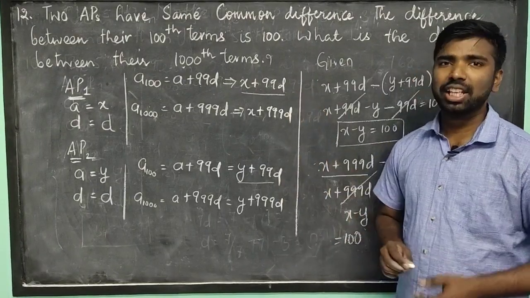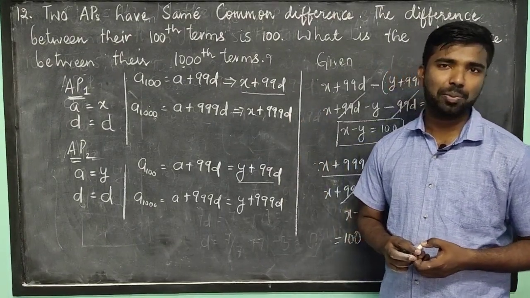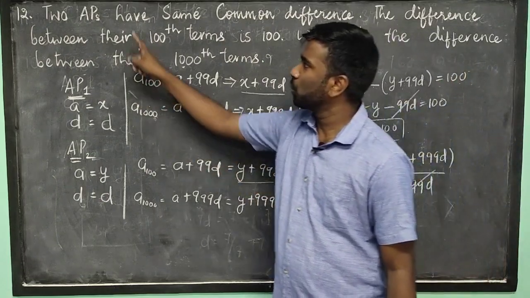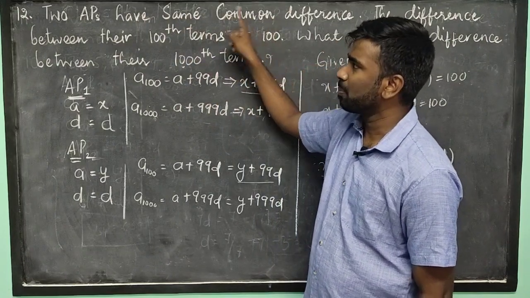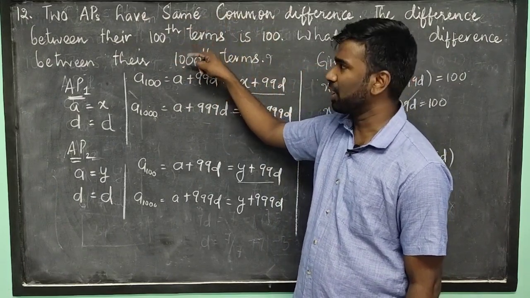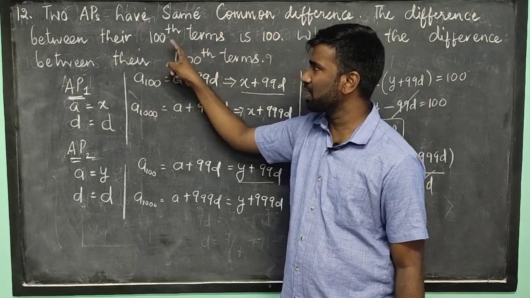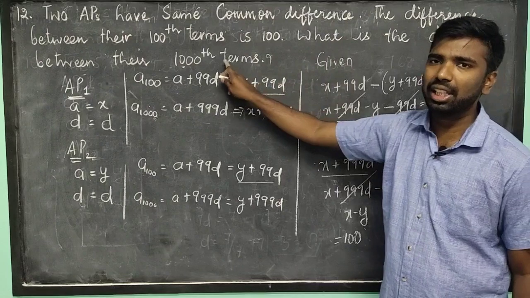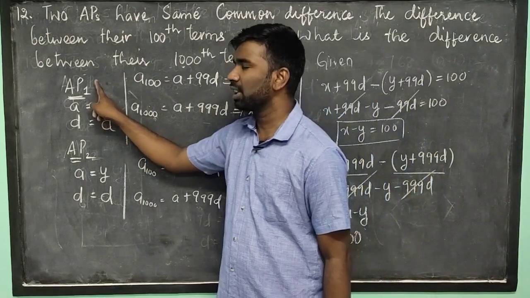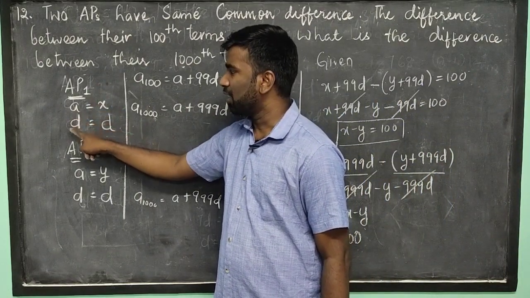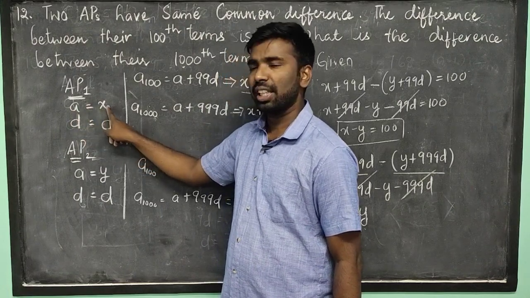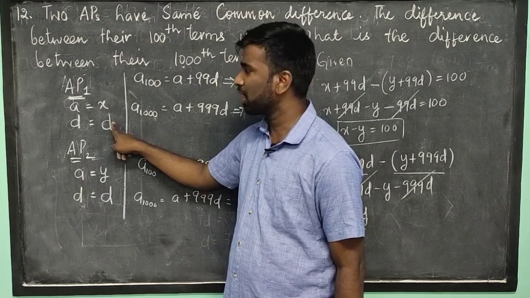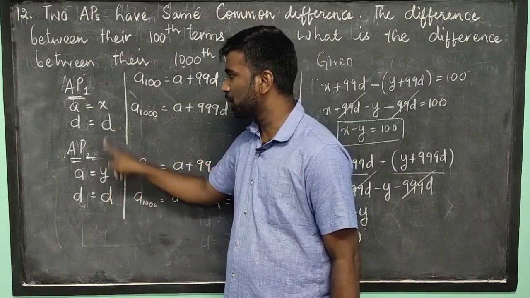Students, it is a very important concept from the examination point of view. Let me recap this problem again. Two APs have the same common difference, but their first terms are different. The second condition is that the difference between the 100th terms is 100. We should find the difference between the 1000th terms. Now we'll consider AP1 with A and D. A as X, and D as the common difference D. You can take any variable, but for AP1 and AP2 it should be the same.